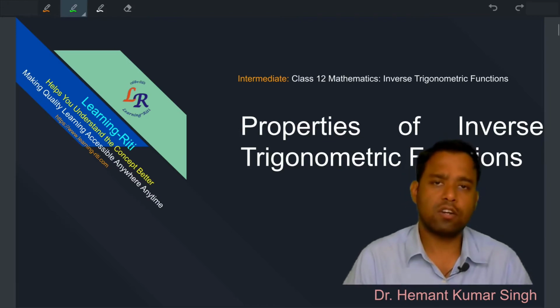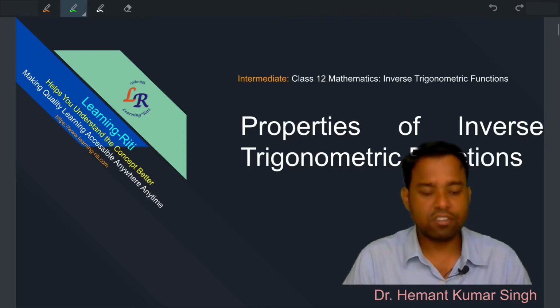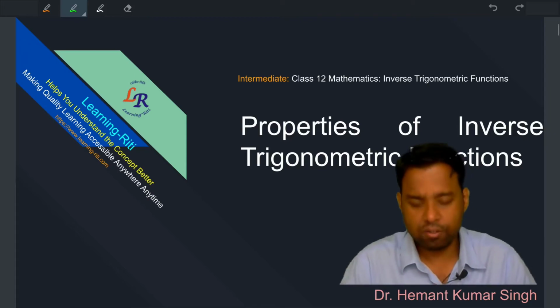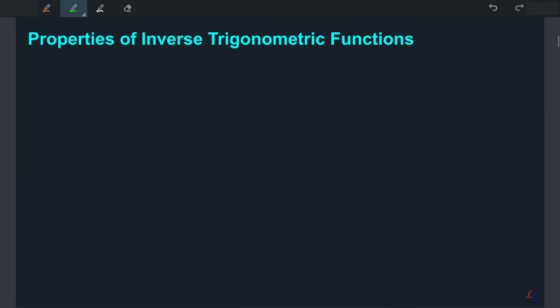So similar to that, here we'll have properties of inverse trigonometric functions, where we'll again utilize the properties that we have already revised in our first lecture. So let's begin and see what the properties are and some basic proofs of them, with some examples. We'll see that in this lecture. So, the properties of inverse trigonometric functions.